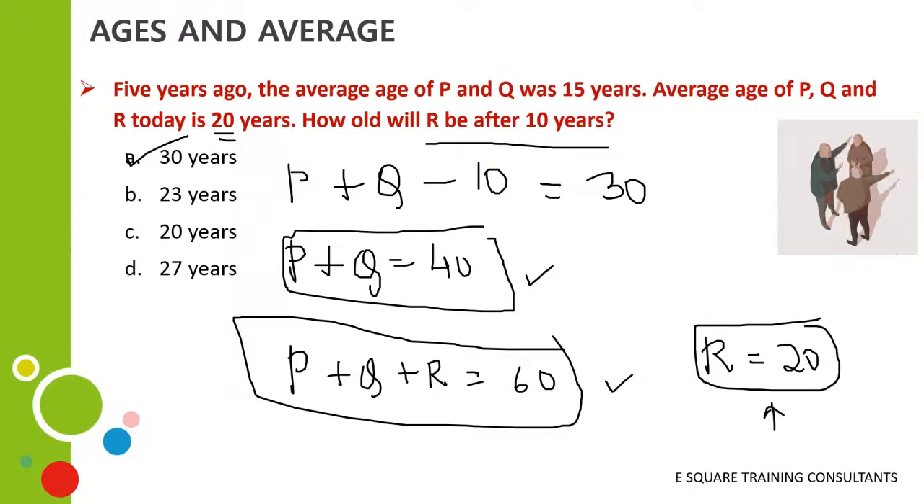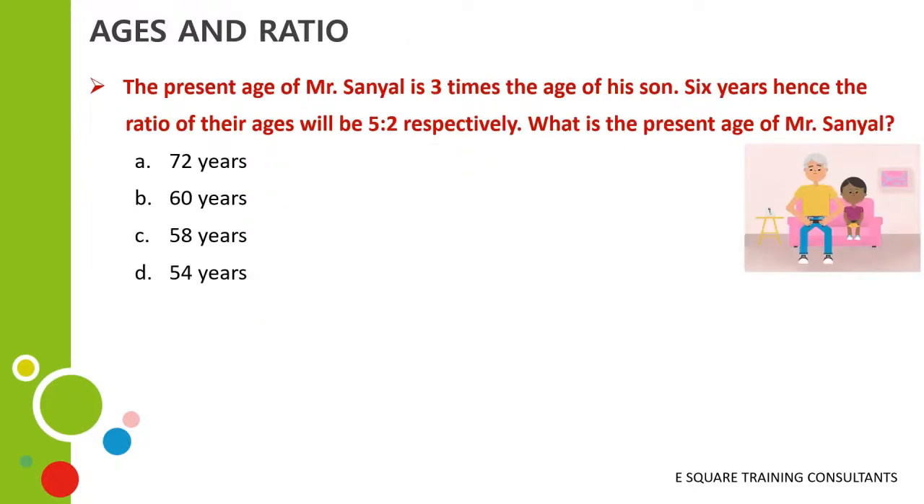So moving to the next question. Now this question relates ages and ratios. Let's say the present age of Mr. Sanyal is 3 times the age of his son. So Mr. Sanyal is the father and son is just son. So I'm going to take the present age of Mr. Sanyal as F and the present age of son as S. So F is equal to 3S. As per the equation, F is equal to 3S.